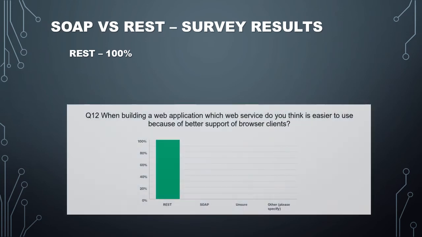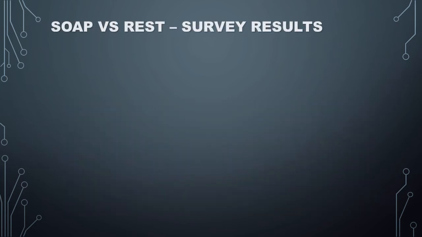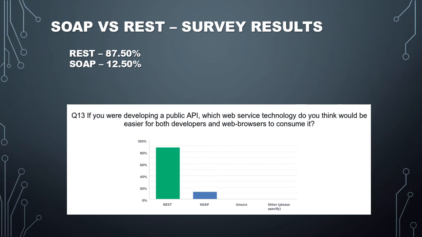So the next question: when building a web application, which web service do you think is easier to use because of better support of browser clients? And as we were talking about earlier in this presentation, REST uses JSON, which is easily parsable with JavaScript within the browser. So everybody chose REST. If you were developing a public API, which web service technology do you think would be easier for both developers and web browsers to consume it? Most people chose REST.